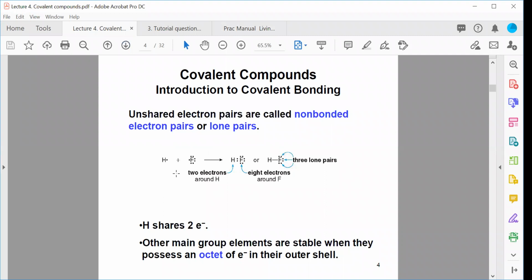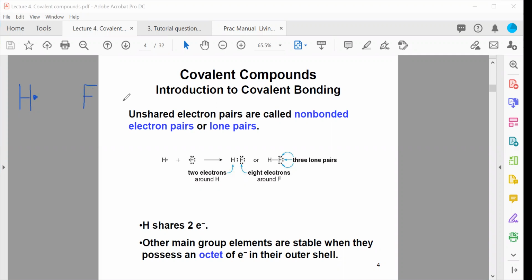Here we go. Another example of a covalent compound or molecule. And this example involves two different atoms. Let's go hydrogen again, and we know hydrogen has one valence electron. What about fluorine? Let's go fluorine.